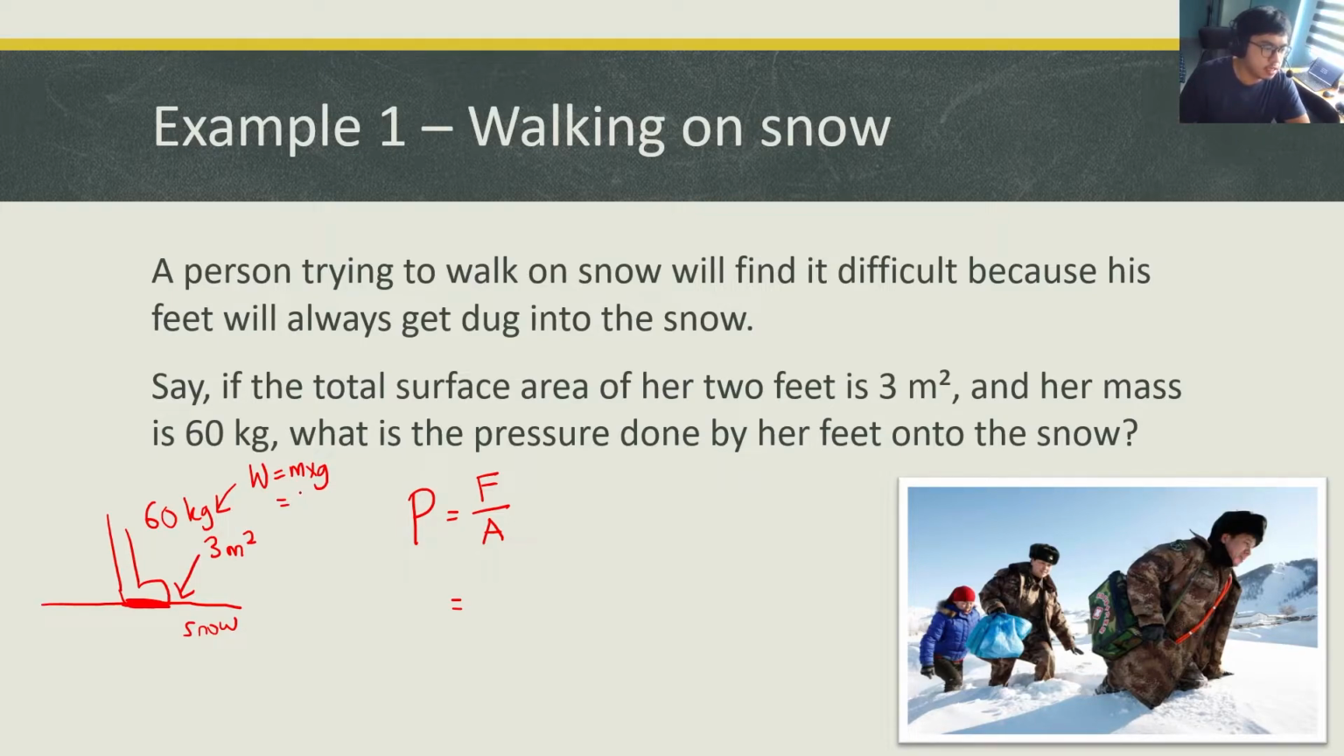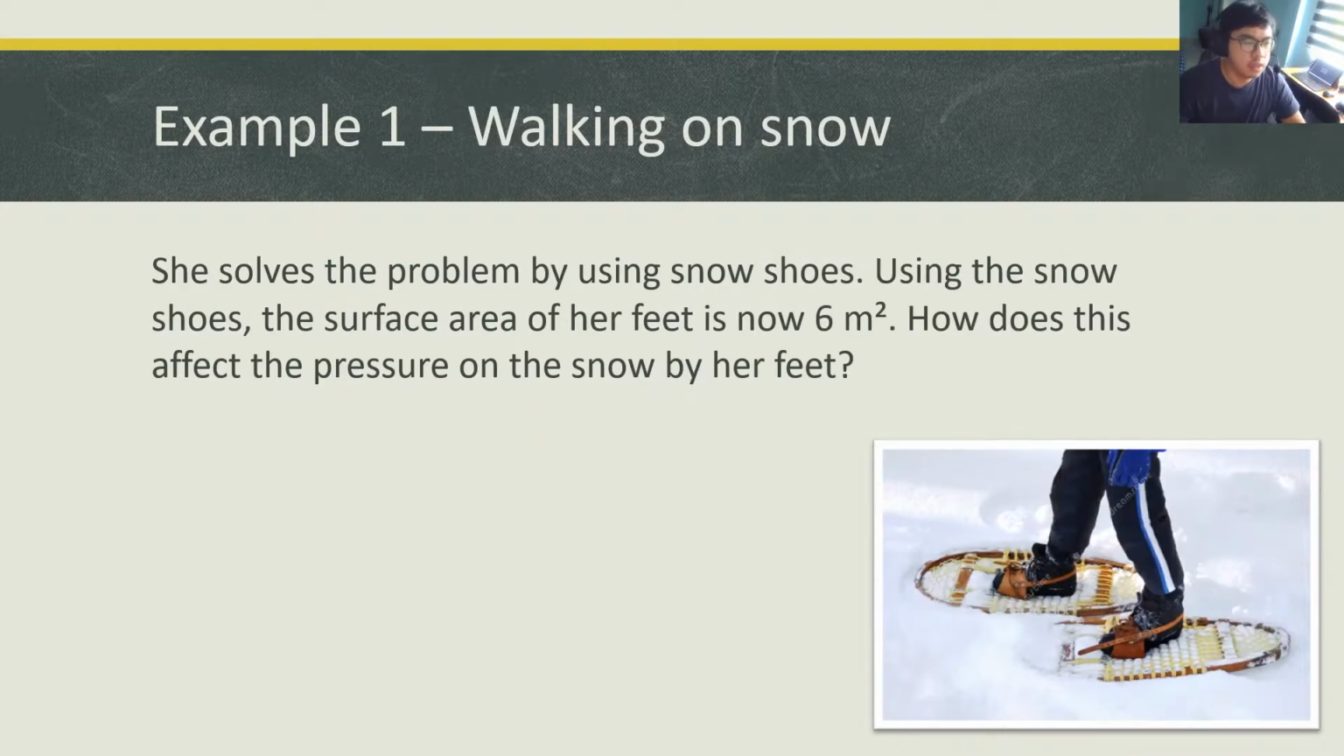So weight is equal to mass times the gravitational field strength. So it's 60 times 10, and her weight is 600 Newton. So the force exerted on the snow is equal to the weight of this person, and it is 600. What about the area? The area is 3, and therefore if you calculate everything, that will give a pressure of 200 Pascal. So because it's hard to walk on snow, your feet will dig into the ground whenever you try to walk on it.